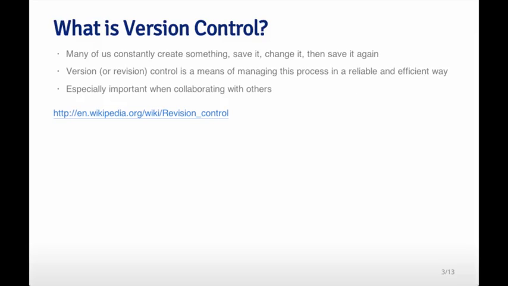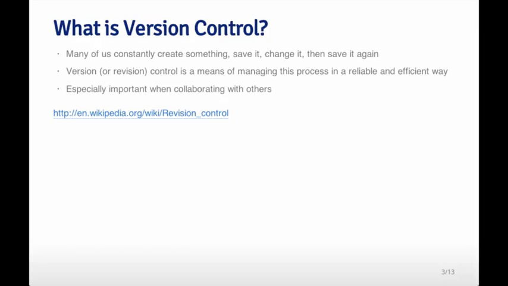So the way that many of us work with files is that we create something, we save it, we change it, and then we save it again. And then what happens is you'll lose those intermediate files, the files that you saved in between the final version and the first version.